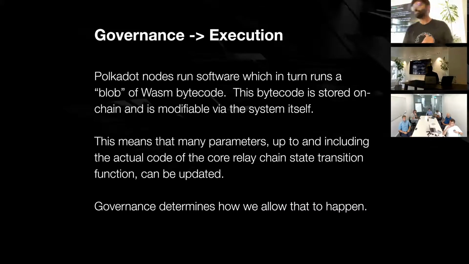All right, so how do you translate governance into execution on chain? You can think of Polkadot nodes as running the software as WASM bytecode. What you can do is change the network parameters, or even the relay chain code itself, through on-chain governance and publish it onto the chain. So it's the people who decide what happens on the network, and the upgrade happens seamlessly.